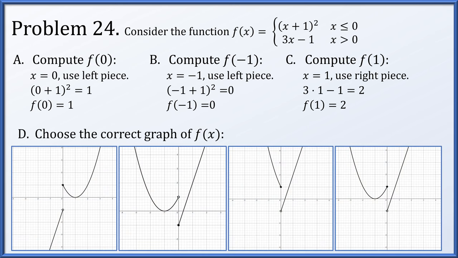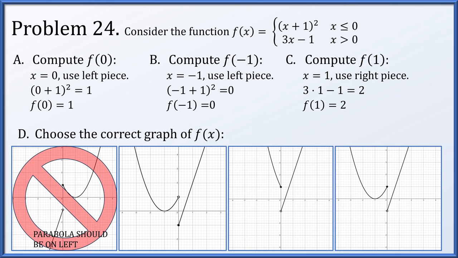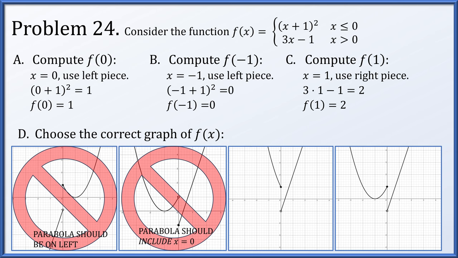Then let's choose the correct graph of f of x. So the parabola is the left piece. The parabola x plus 1 squared is what we do when x is less than or equal to 0. This first graph has a line on the left and a parabola on the right, so it's wrong. Okay, every other piece has a line on the right and appears to have a parabola on the left. I recognize that in the second from the right picture, the parabola looks kind of straight, but it is a parabola, trust me. Okay, the parabola bit, however, the x plus 1 squared, applies when x is 0. It is computed as x plus 1 squared when x is less than or equal to 0, so the parabola needs to include x equals 0, and on this graph it doesn't, so that is incorrect.